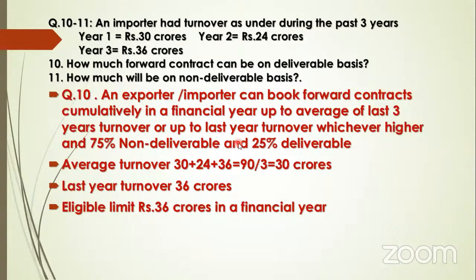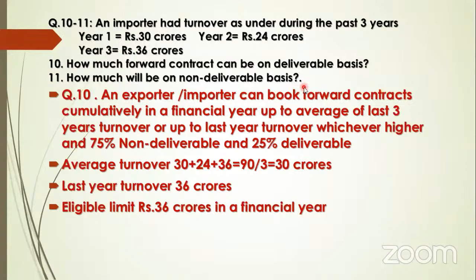You can book a forward contract without asking for documentary proof. If it's a new exporter, first time exporter, you have to ask him, sir, where is the proof? Before booking a forward contract, you should insist on documentary proof. But for established exporters and importers, don't ask for documentary proof. Based on their past performance, you can offer forward contract under this rule. What is the FEMA rule? Cumulatively, overall entitlement will be average of the turnover, export or import, same rule, or last year turnover, whichever is higher. So you have got 36 crore.